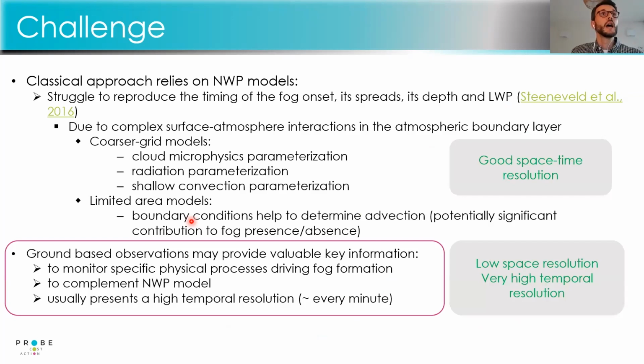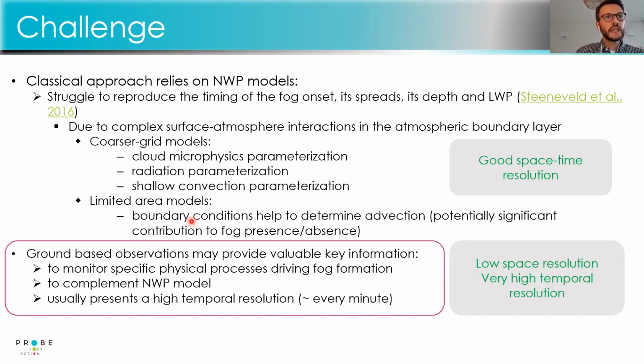So the challenge is to forecast it. The classical approach relies on numerical weather prediction models, but we know today that they usually struggle to reproduce the timing of the fog onset, its spread, its depth, and liquid water path. This is due to complex surface-atmosphere interaction in the boundary layer. For coarser grid models, we have parameterization issues, whereas for limited area models, it's more about boundary condition problems.